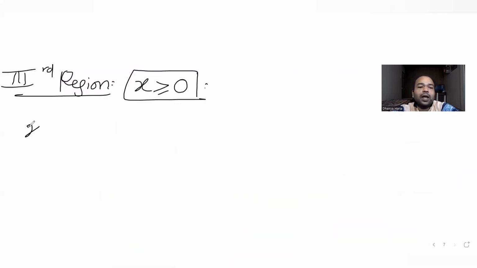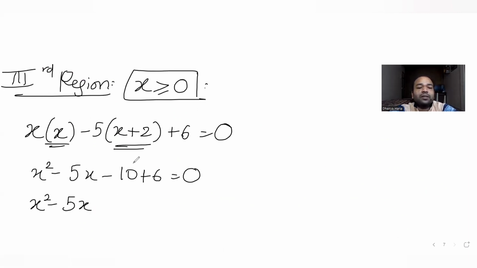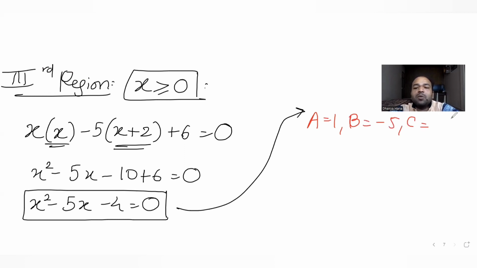So if I write x into x minus 5 into x plus 2 plus 6 equal to 0, we are just writing the two expressions as it is. So you get x square minus 5x minus 10 plus 6 equal to 0. You get x square minus 5x minus 4 equal to 0. Now I cannot split the middle term again, so I'll have to do the formula method. a is 1, b is minus 5, c is minus 4.